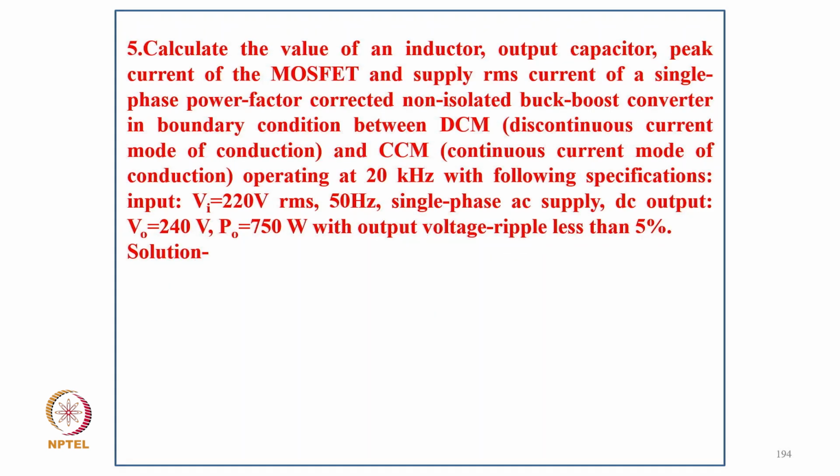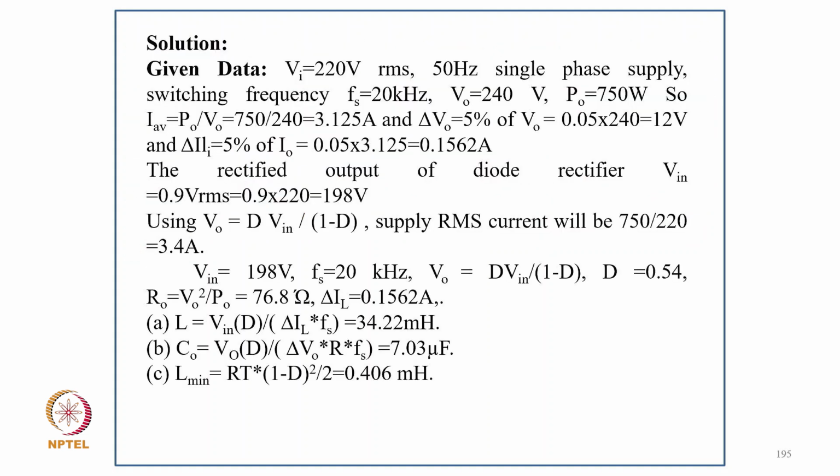Coming to problem 5, calculate the value of inductance, output capacitor, peak current of MOSFET, and the supply RMS current of a single phase perfect non-isolated buck boost converter in the boundary condition between DCM and CCM, operating at 20 kHz with the following data: 220 volt, 50 hertz single phase AC supply, DC output VO equal to 240 volt, PO equal to 750 watt, with output ripple of 5%. So the given data: 220 volt, 50 hertz, single phase supply, switching frequency 20 kHz, VO equal to 240 volt, PO equal to 750 watt.